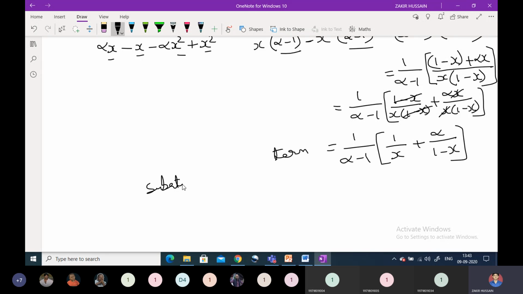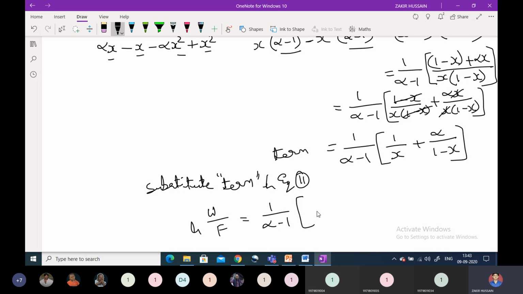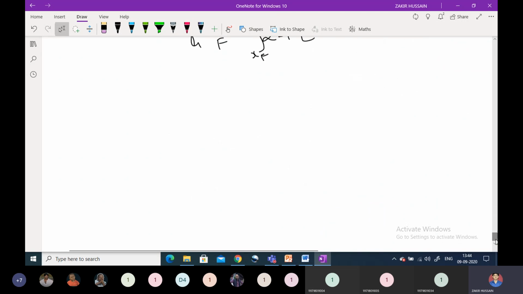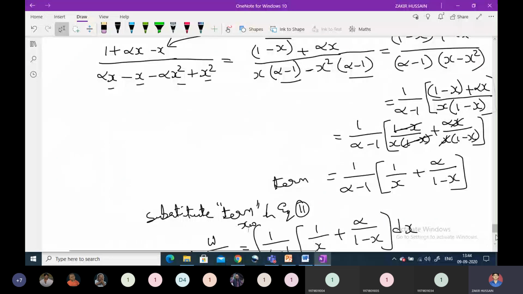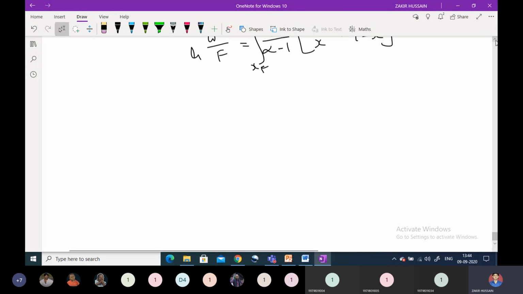So substitute this term in equation 11. So equation 11, what it is saying, ln W by F is equal to, in place of that term we are substituting alpha minus 1 into 1 by x plus alpha by 1 minus x, which is dx. So this is the integral xF to xW.